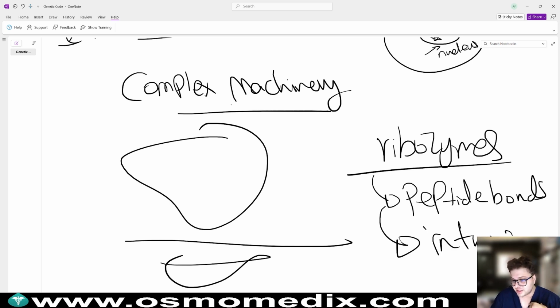Introns are the areas of the gene that don't code for protein. So we splice them out in the post-transcription modifications, and we will cover the post-transcription modifications of mRNA.